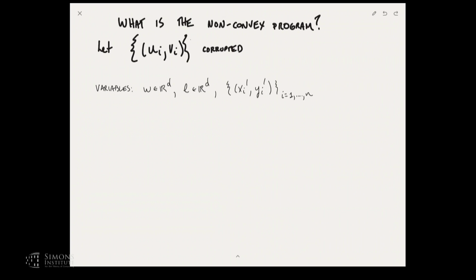L is a set of variables corresponding to the linear function that we're looking for. And then we're actually going to have these other variables, xi prime, yi prime. Those are again enforcing that we're actually choosing elements from our corrupted set. Okay, so W is an array actually. Sorry, you're right, thank you. So the objective function is going to be 1 over n. This is what we're trying to minimize. Okay, and then I'm going to have the following constraints.